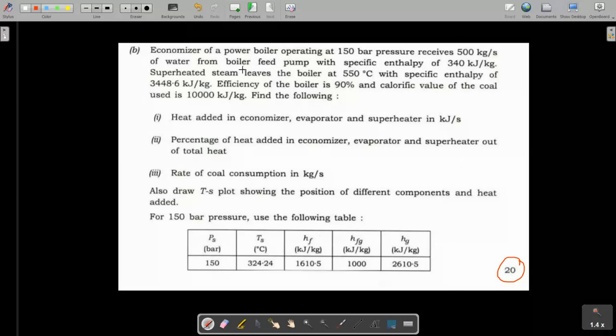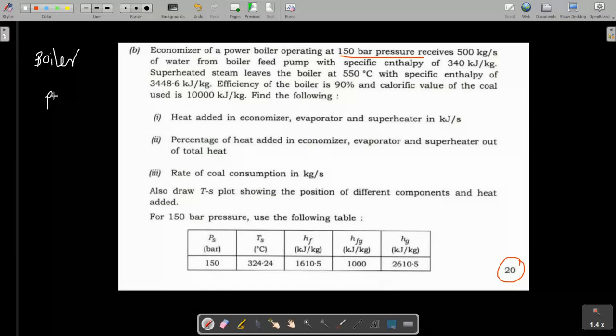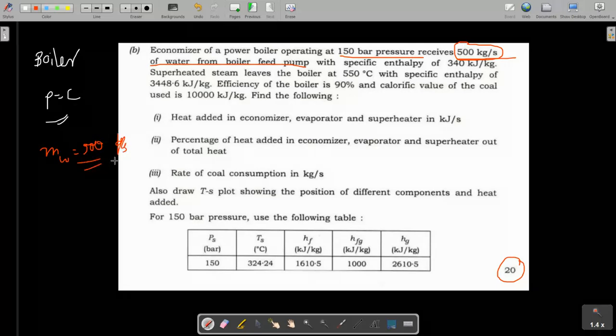So first read the question and underline the important points. Economizer of a power plant boiler operating at 150 bar pressure, and one thing that you should know is that heating in the boiler is at constant pressure. It receives 500 kg per second water from the boiler feed pump. So that means water is coming from the feed pump, and the mass flow rate of the water is given as 500 kg per second, and specific enthalpy 340 kilojoule per kg.